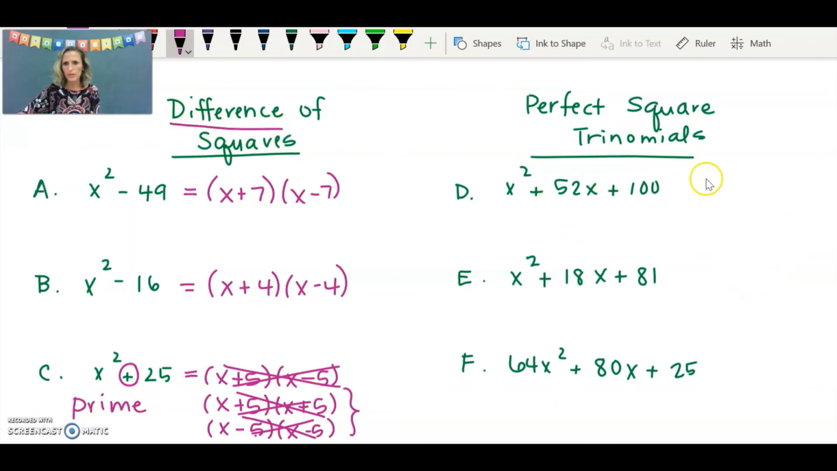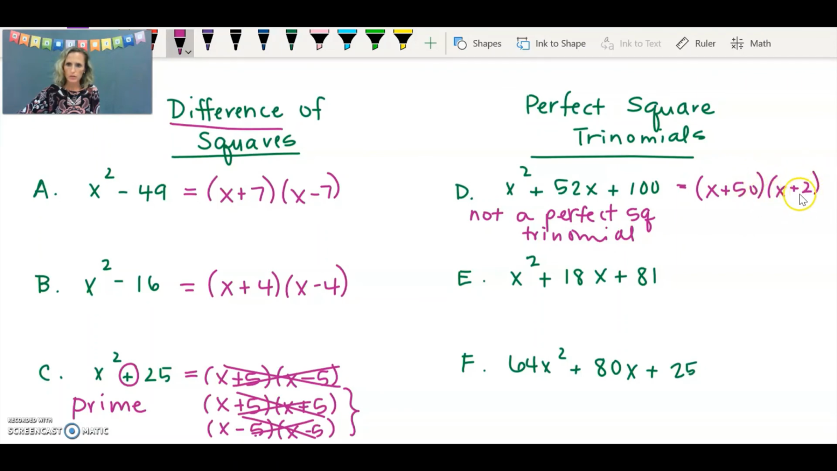All right, over here, your perfect square trinomials. This was a trick question because if I split this into 10 and 10, that doesn't add up to 52, that adds up to 20. So this is a problem where I cannot use a perfect square trinomial pattern, but we could factor this, x plus 50 and x plus 2. 50 times 2 is 100, and 50 plus 2 is 52, but not a perfect square trinomial.